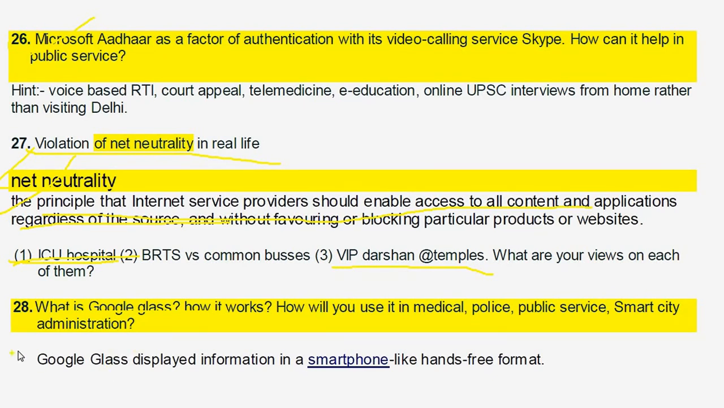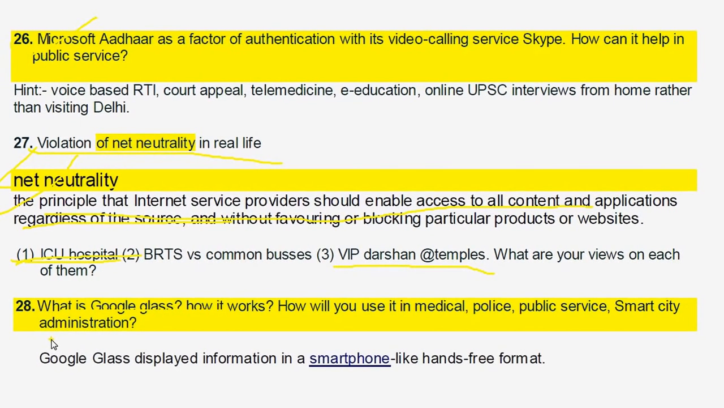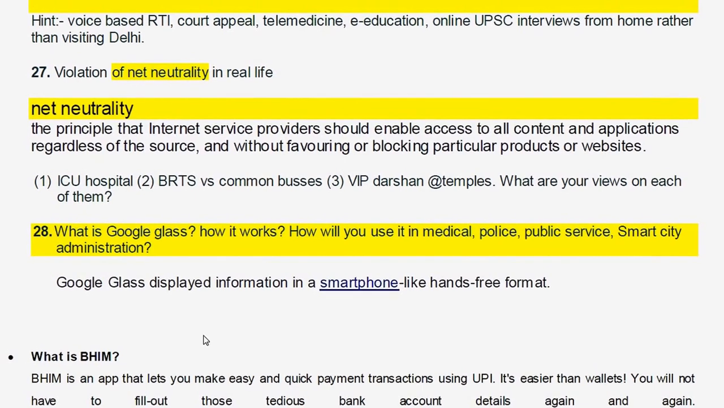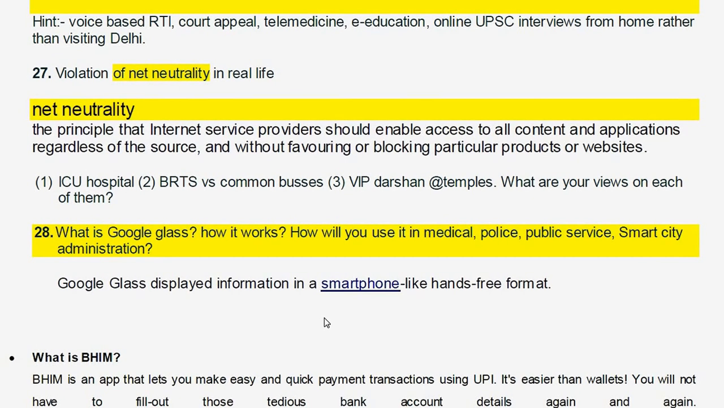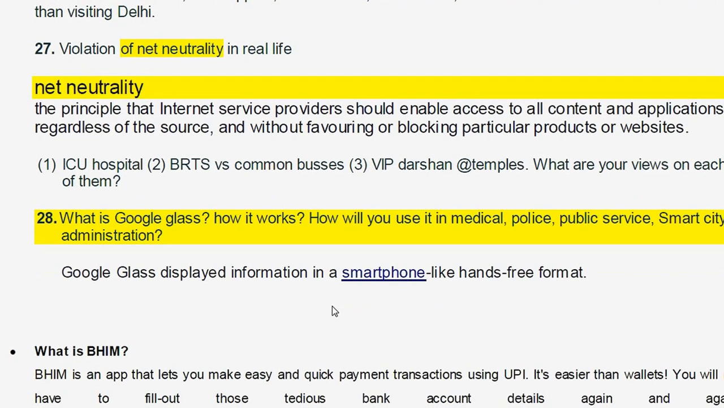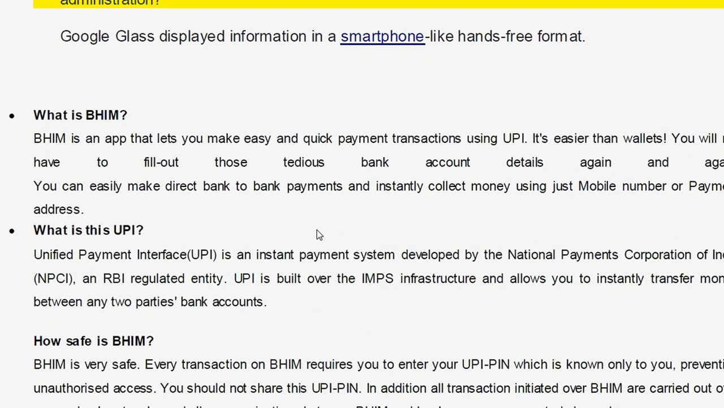The Google Glass is a smart device that displays the output of a smartphone or electronic device in a hands-free format. This is the Google Glass. How is it used? Using the Google Glass technique, we can display the output of a public CCTV camera on a patrolling car in this way. So moving to the next question, what is BHIM?